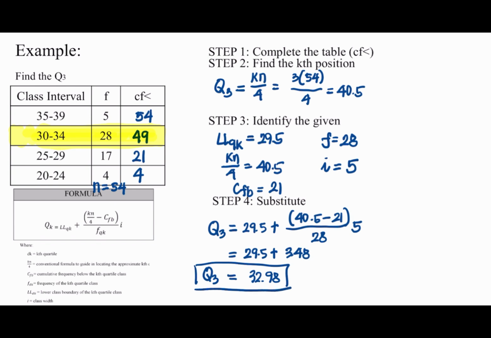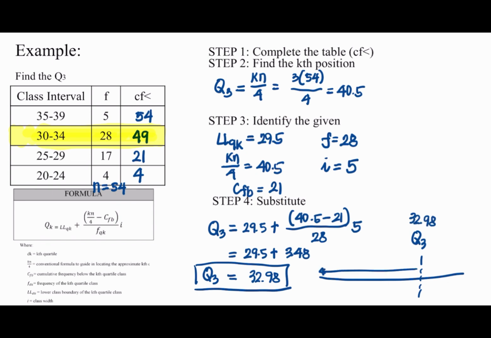Now, to interpret this one, it is just similar to interpreting the ungrouped data. If this is your set of data, this would be your third quartile class. Third quartile is 32.98.